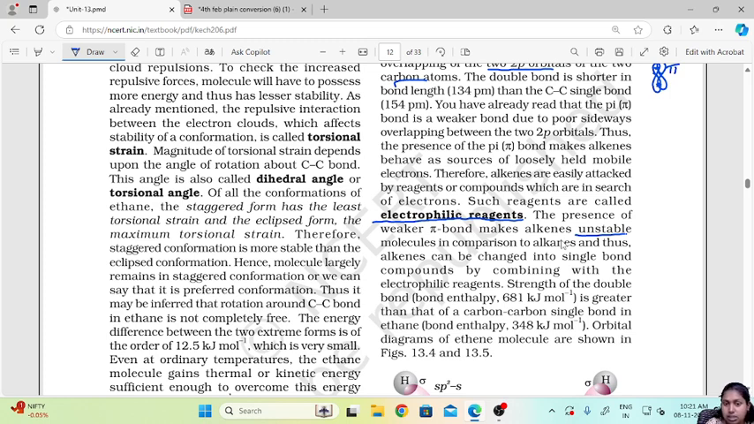That's why alkenes are considered to be unstable compared to alkanes. Now alkenes, because of this, can be changed into single bond compounds by combining with electrophilic reagents.